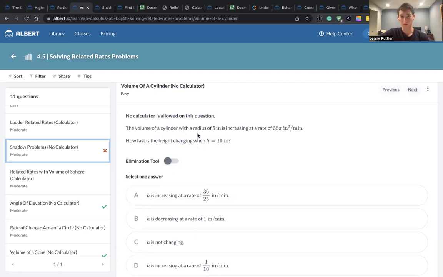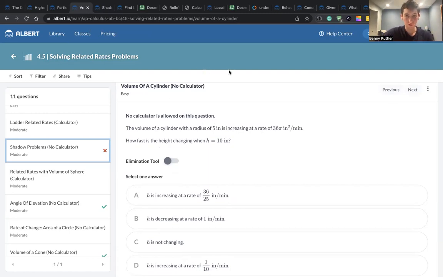The volume of a cylinder with radius of 5 inches is increasing at a rate of 36 pi inches cubed per minute. How fast is the height changing when h equals 10 inches? So to start, let's draw this out.